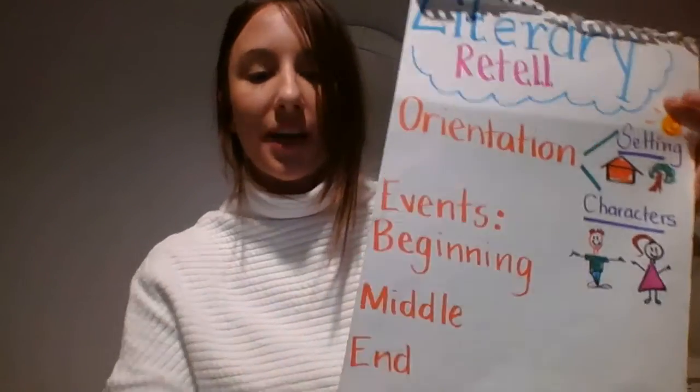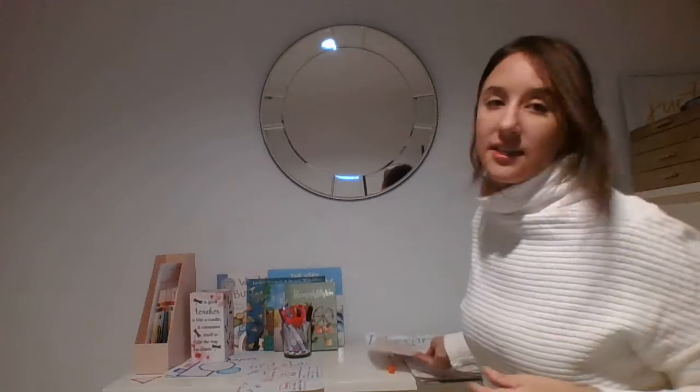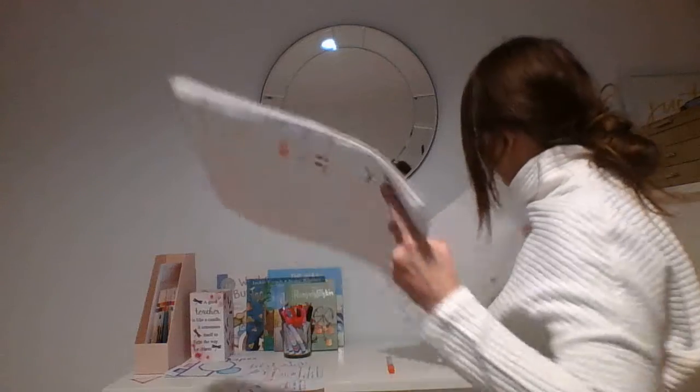Okay? Now, a good writer always needs to make sure they go back and reread what they have already written before they continue. So that's what we're going to do. I've actually written my own literary retell. I've written the orientation, the beginning, and the middle. Okay? I have not yet written the end. That's what we're doing today.